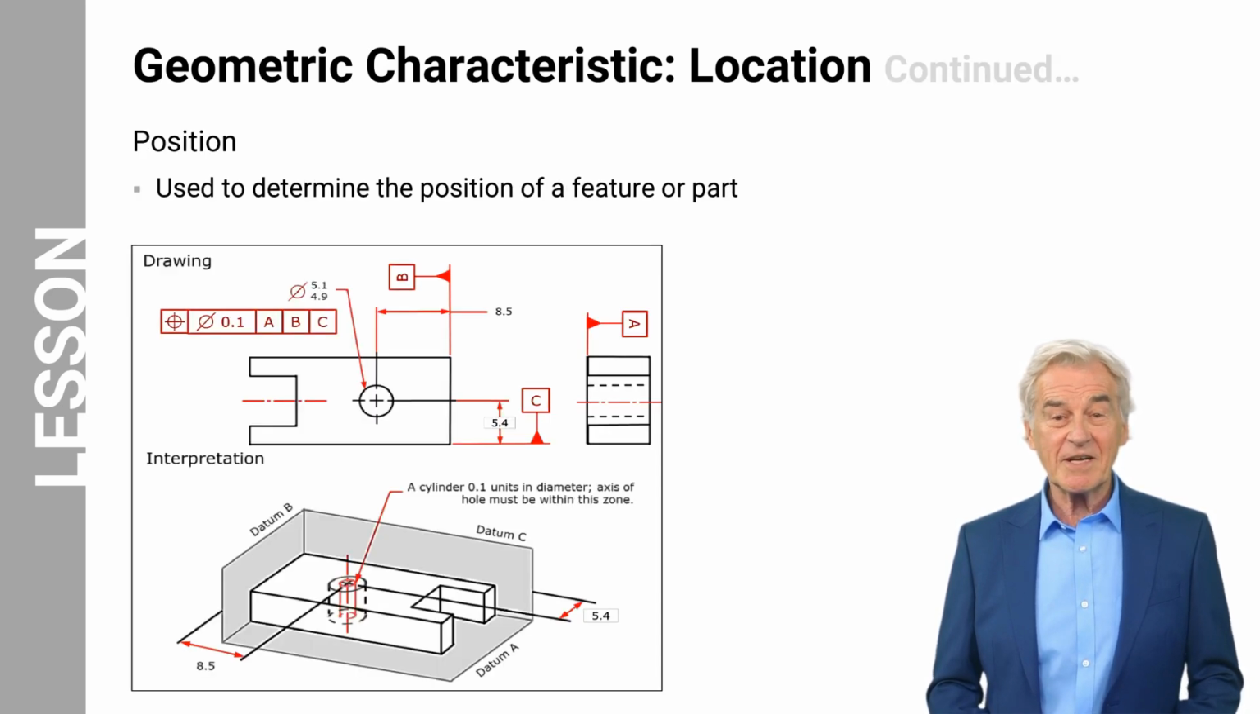Position tolerance is a characteristic of location tolerance that is used to determine the position of a feature on a part. The image here shows a position tolerance applied to a cylindrical hole. Along with the position tolerance, all three datum planes are referenced in the feature control box. The tolerance zone for this feature is a cylinder of diameter 0.1 units that is located 8.5 units from datum B and 5.4 units from datum C. When a feature is repeated over a part, a single feature control box with a position characteristic may be applied to all.